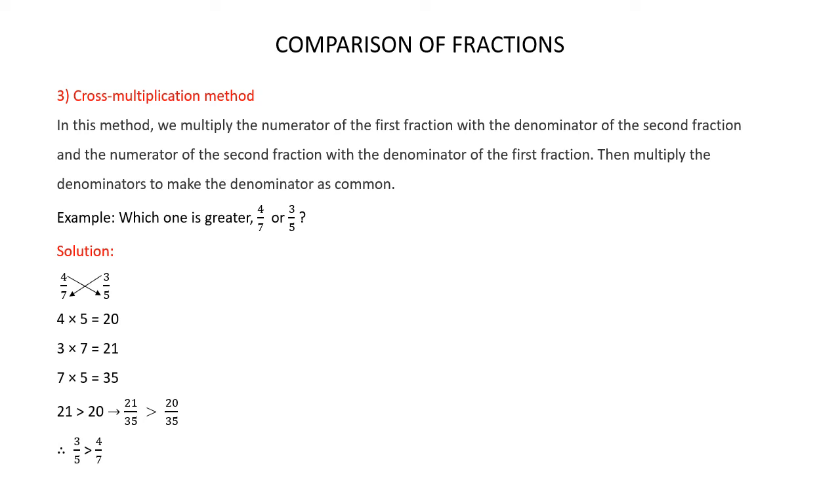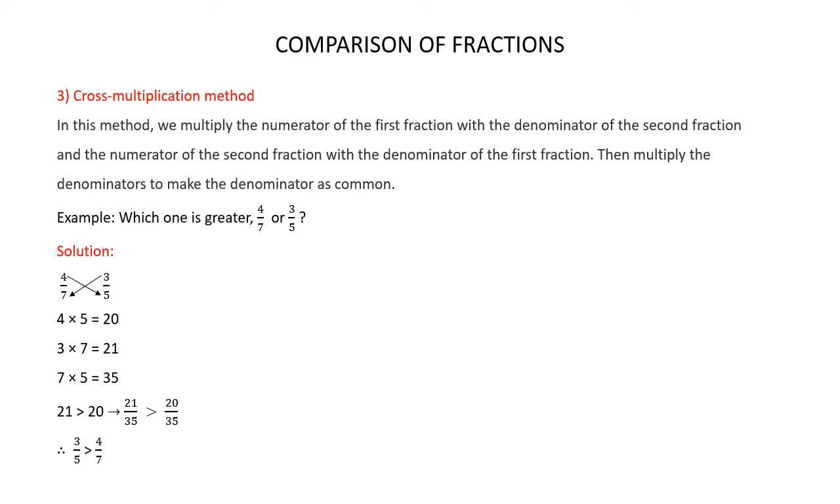Now let's understand how to compare fractions using the cross multiplication method. In this method, we multiply the numerator of the first fraction with the denominator of the second fraction, and then multiply the numerator of the second fraction with the denominator of the first fraction. Finally, multiply the denominators to make the denominator common. Then compare the fractions.